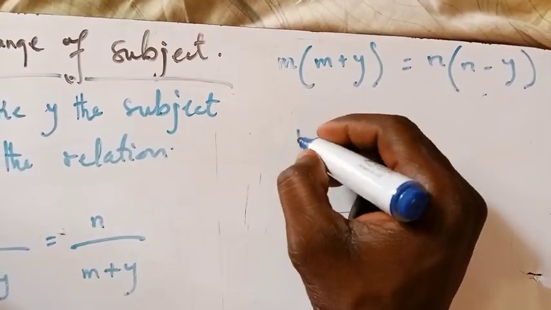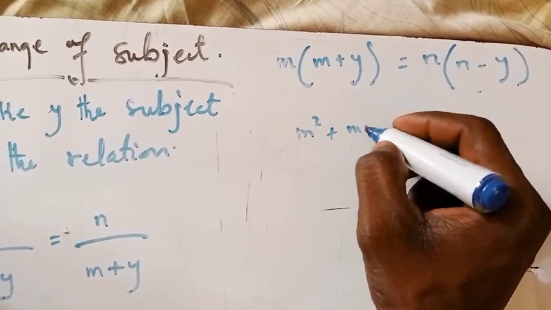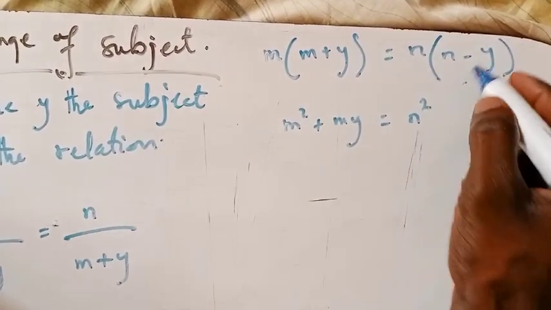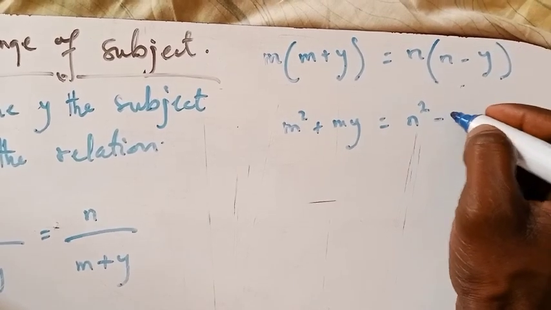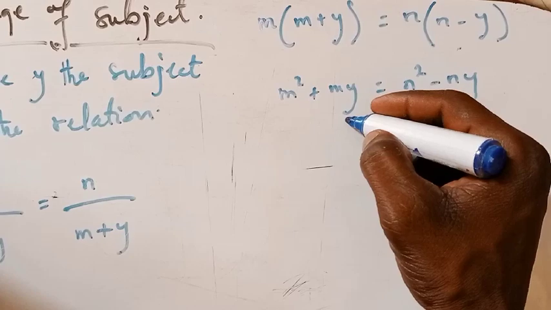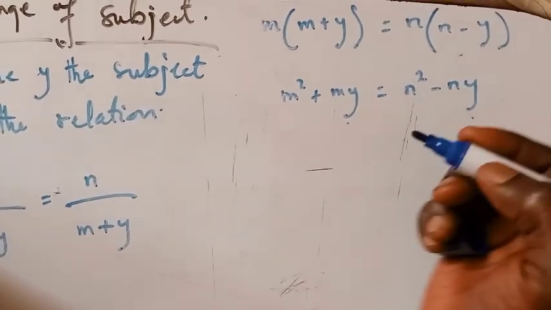So this one multiplied by that is m squared, and this one multiplied by that should be my here. So that's going to be n squared, and then this one multiplied, remember there's a negative here, so minus ny. So what are we looking for? We are looking for y. I can see y here, I can see another y here, so I have to make sure that all the y's are in one part of the equation.